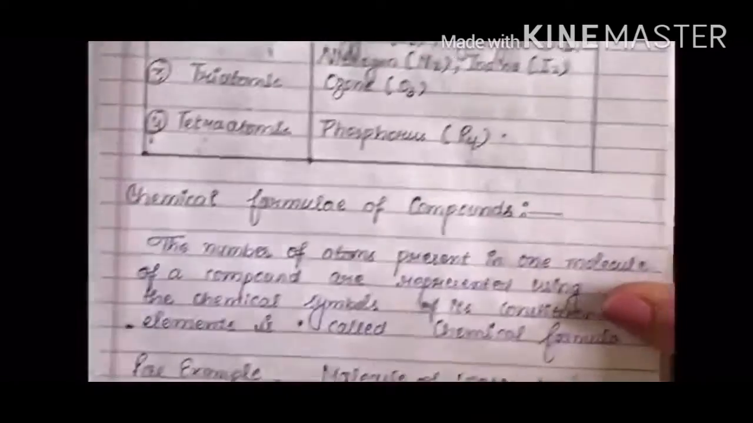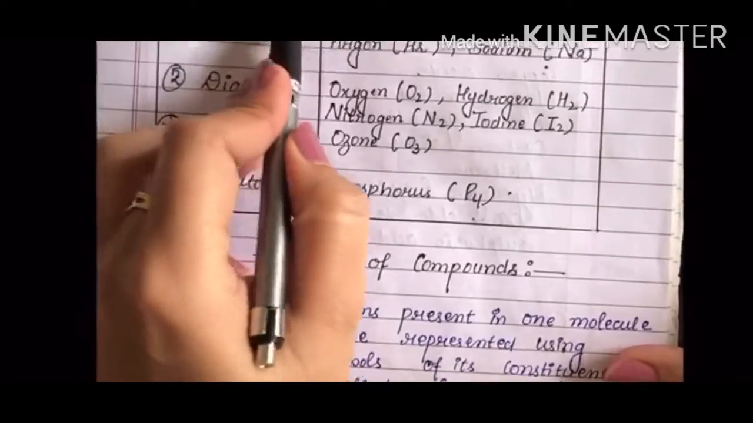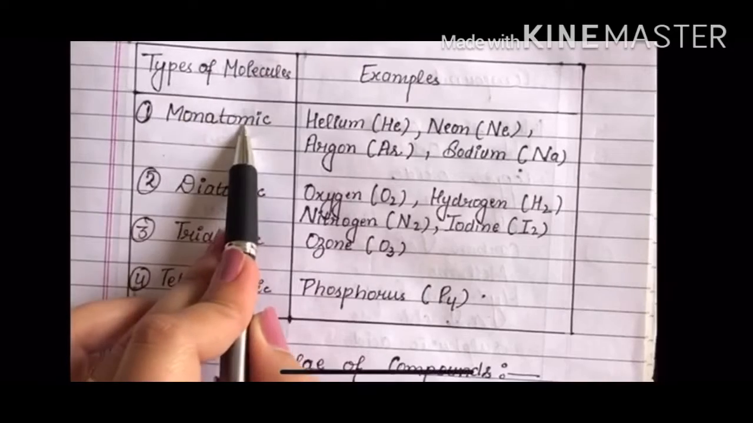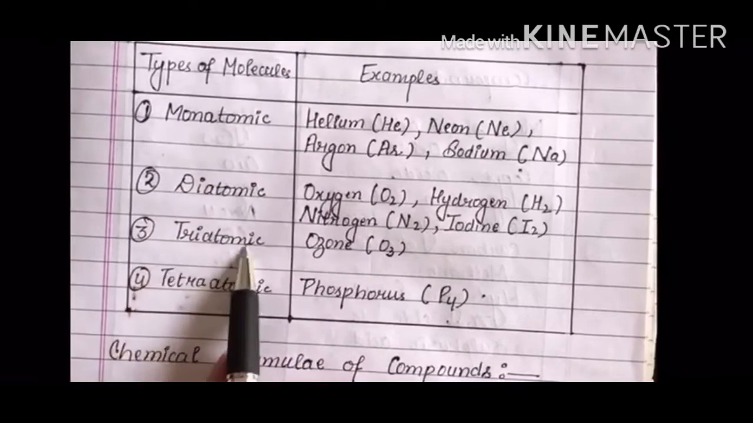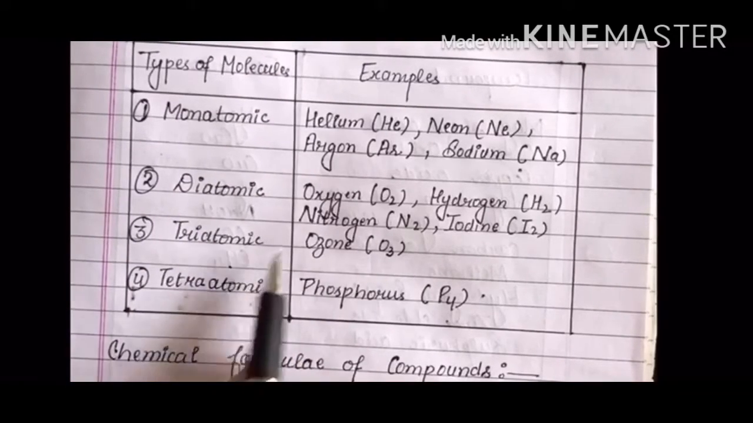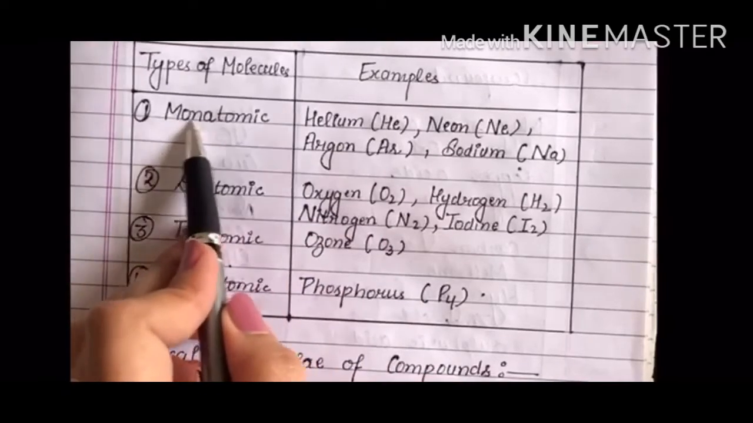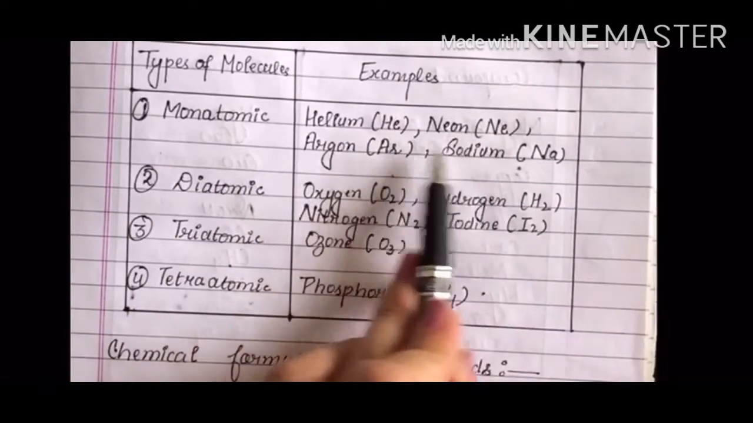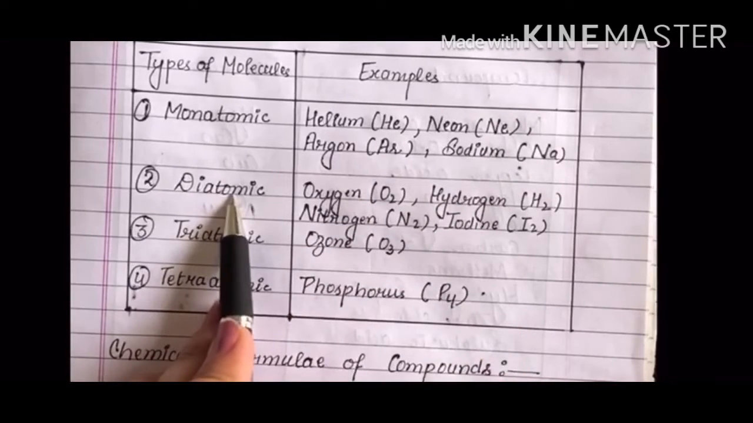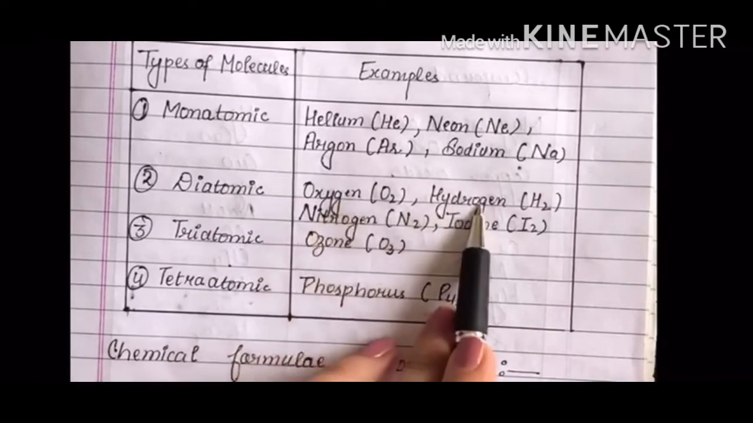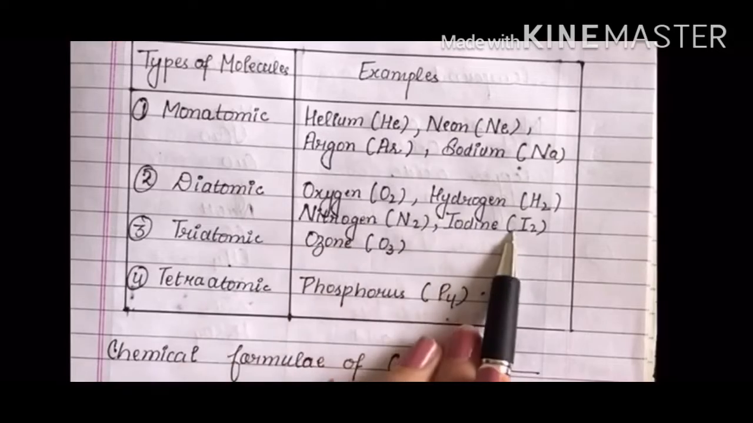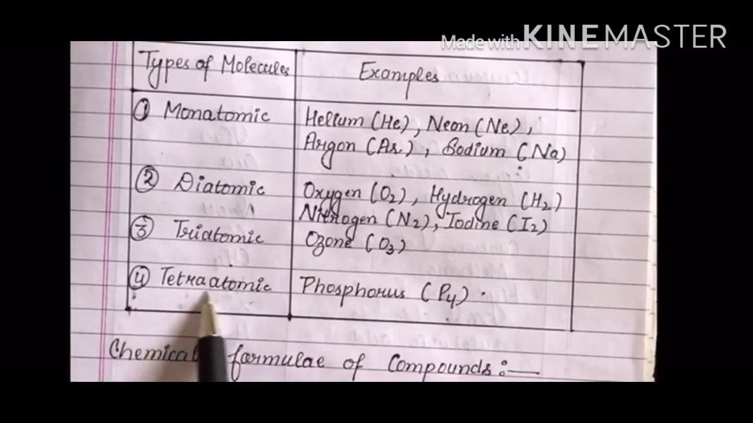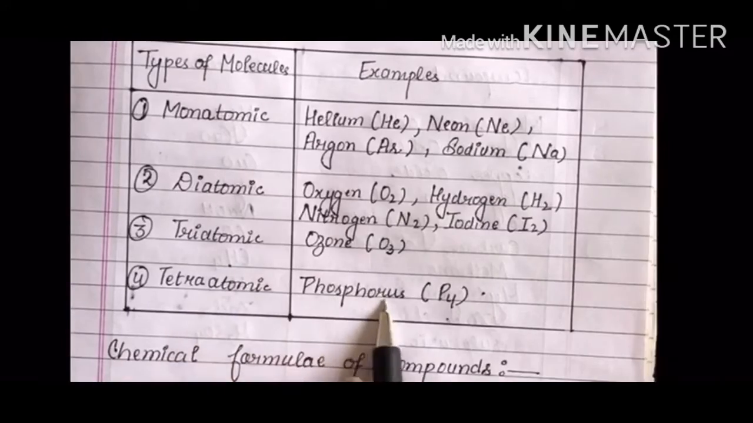Let us see here. These are the types of molecules and these are the examples. Types of molecules are monoatomic, diatomic, triatomic and tetraatomic. Monoatomic examples are helium, neon, argon, sodium. Diatomic examples are oxygen, hydrogen, nitrogen, iodine. Triatomic example is ozone and tetraatomic example is phosphorus.